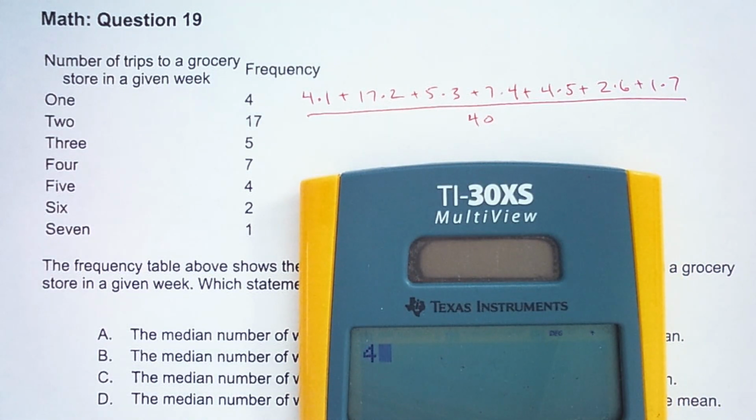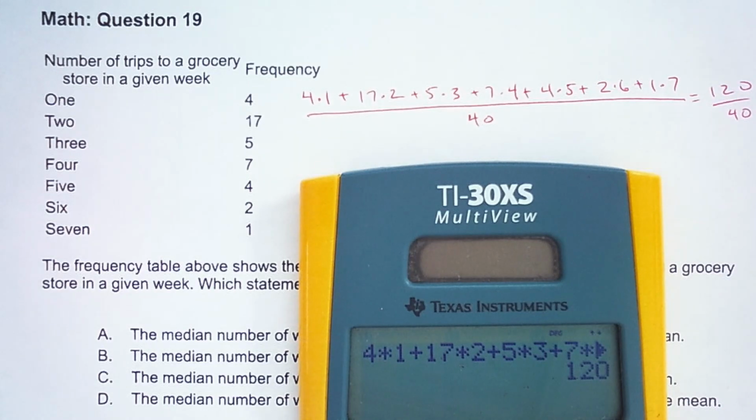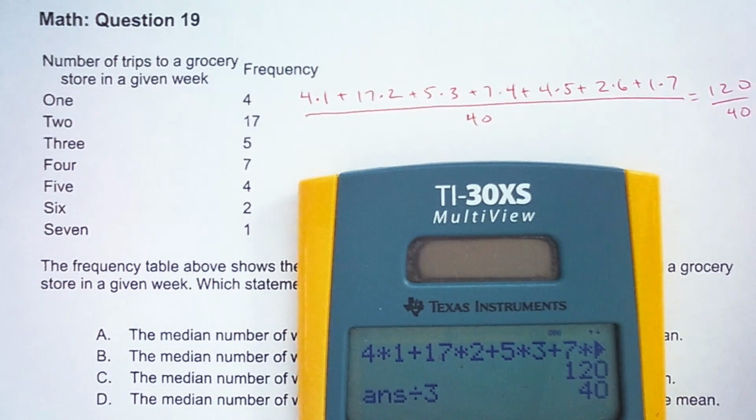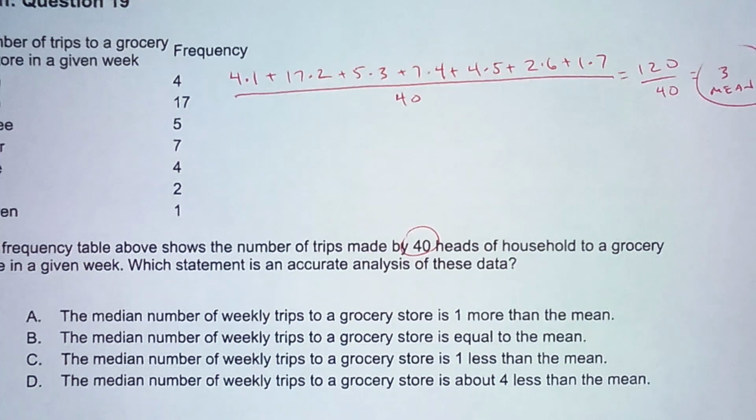So we have 4 times 1 plus 17 times 2 plus 5 times 3 plus 7 times 4 plus 4 times 5 plus 2 times 6 plus 1 times 7, and that is 120 over 40, and that is 3. Okay, so the mean is 3. Okay, now we need to compare that to the median.